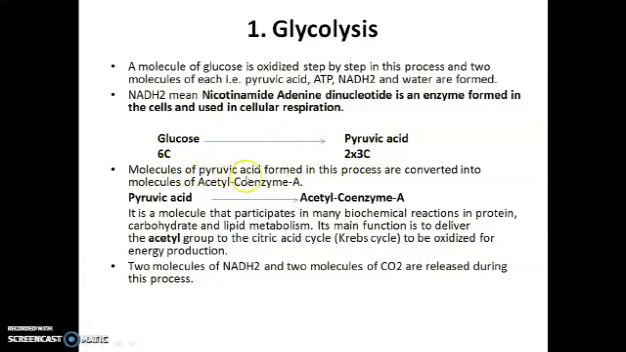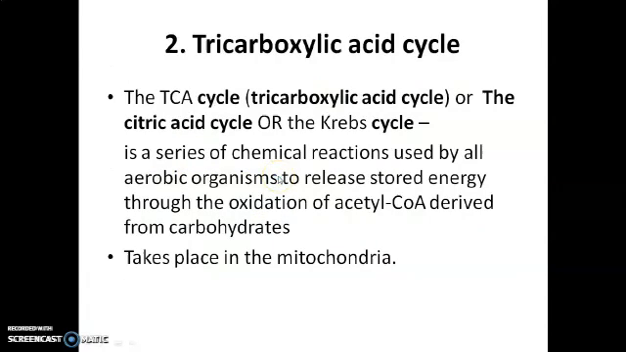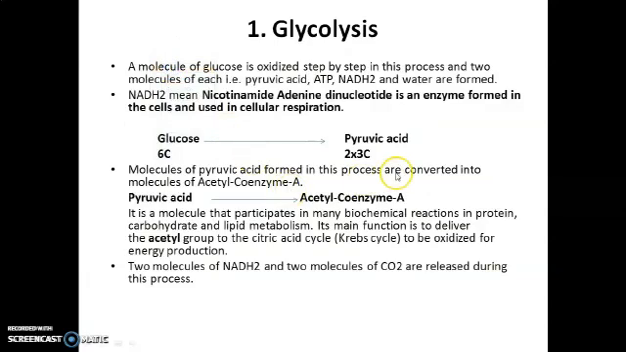Now the molecules of pyruvic acid formed in this process are converted into molecules of acetyl coenzyme A. As you can see, pyruvic acid, which is formed here, is now converted into acetyl coenzyme A.